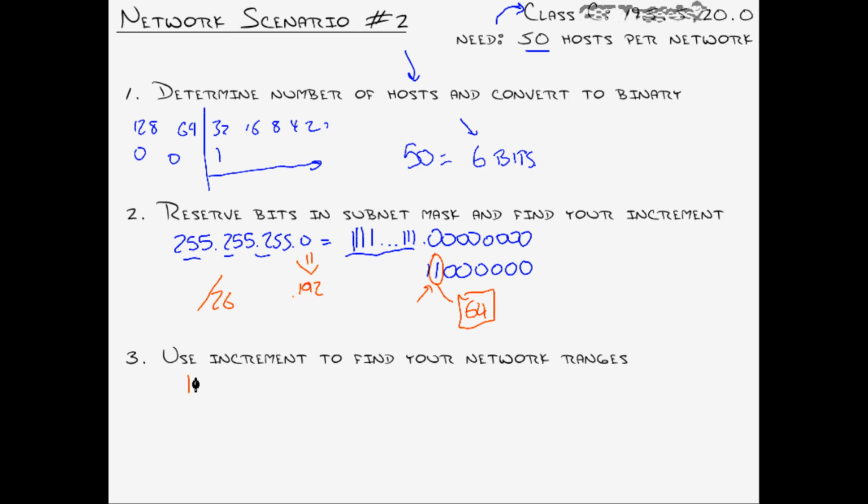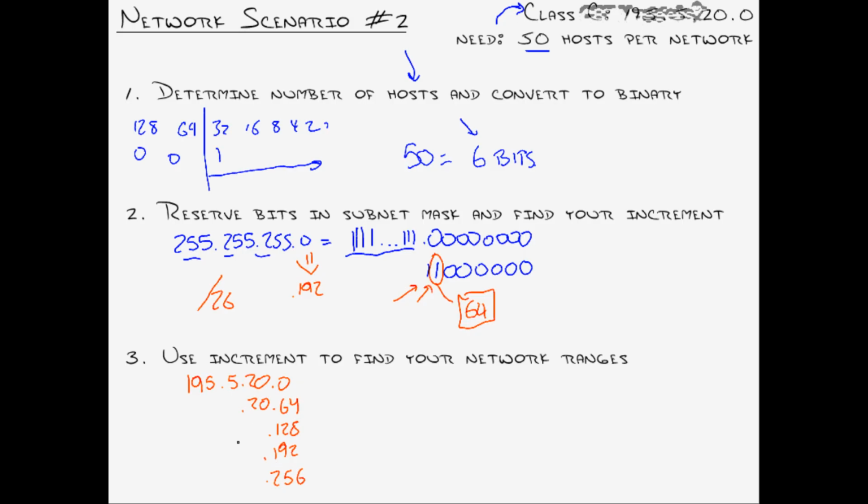So we say 195.5.20.0. Just start adding 64 to the 4th octet, because that's where we're at. 195.5.20.64, 128, 192, and if we add 64 to 192, we'll actually get 256.